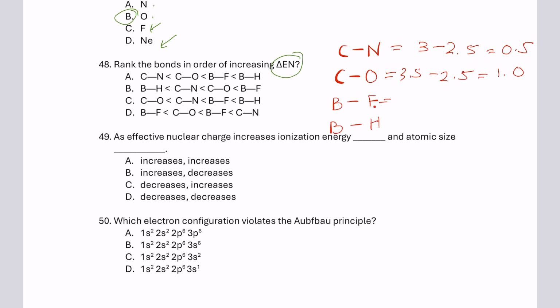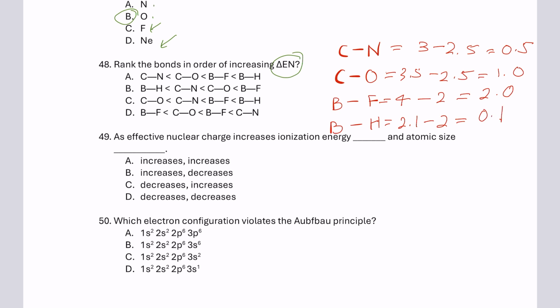Next we have boron and fluorine. Fluorine has an electronegativity value of 4, and boron has an electronegativity value of 2. 4 minus 2 is equal to 2. Then last we have boron and hydrogen. Boron has an electronegativity value of 2. Hydrogen has an electronegativity value of 2.1. 2.1 minus 2 is 0.1.